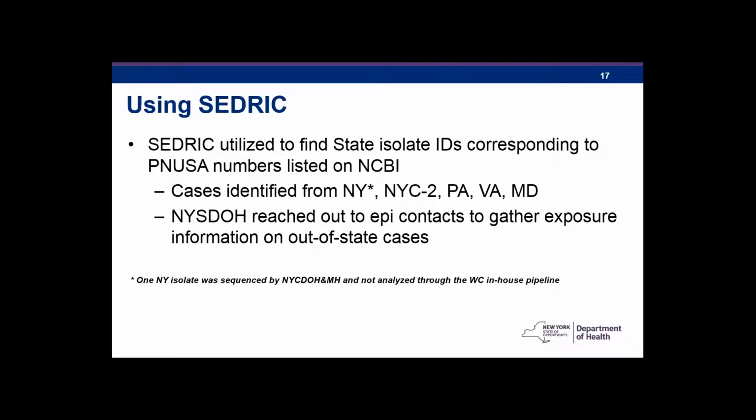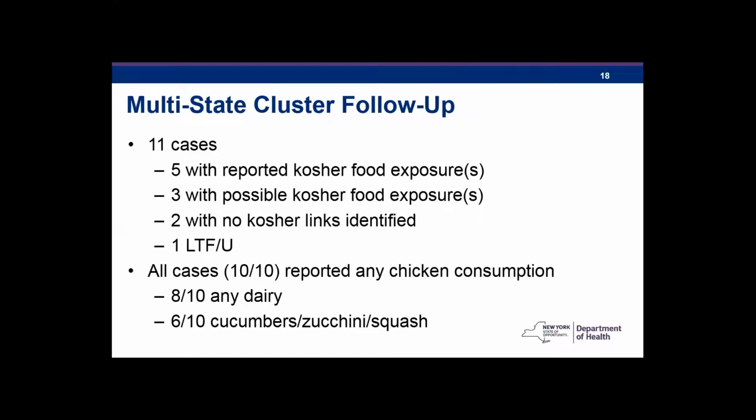From that, I utilized Cedric to put in those state isolate IDs to find out where those isolates were from that seemed to be in the 0 to 8 SNP range of the cases that we knew about. I identified an additional case from New York State. It had been analyzed in New York City, so it didn't come across on the lab report from Wadsworth. So we identified an additional New York case, two New York City cases, and then cases from Pennsylvania, Vermont or Virginia, and Maryland. I reached out to the epi contacts to ask about exposure information on their cases, basically asking, kosher? And when I got the replies, yes.